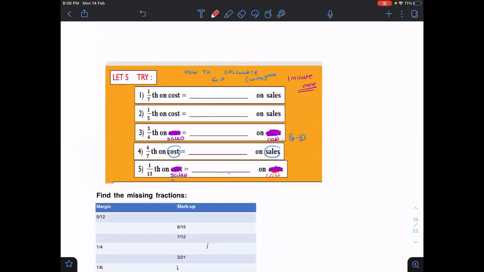Convert करो। 1/7 on cost, so 1/8 on sales. 1/5 on cost, so 1/6 on sales. 3/4 on sales, so 4 minus 3, so it will be 1/3.